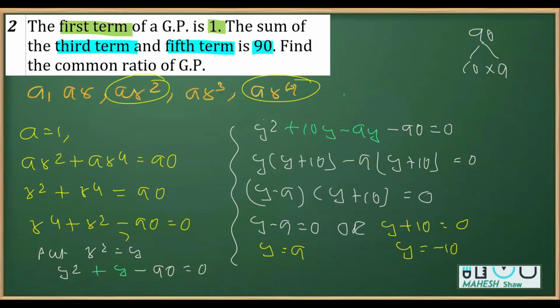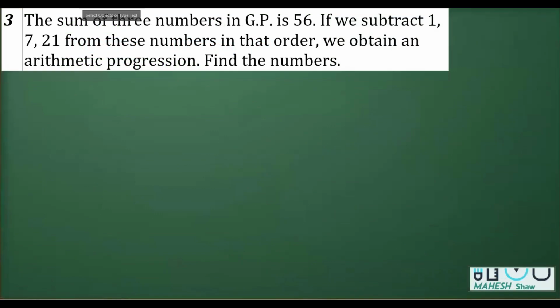We have taken y as r square. So replacing y with r square, we say r square is equal to 9, and r square is equal to minus 10. This is not possible, as you know, the square of a number cannot be negative. So this is discarded, and we are left with this only. On transposing, I can say that r is equal to plus minus 3. I think we have to find the common ratio only. So we got it. Now let's move to the third question.